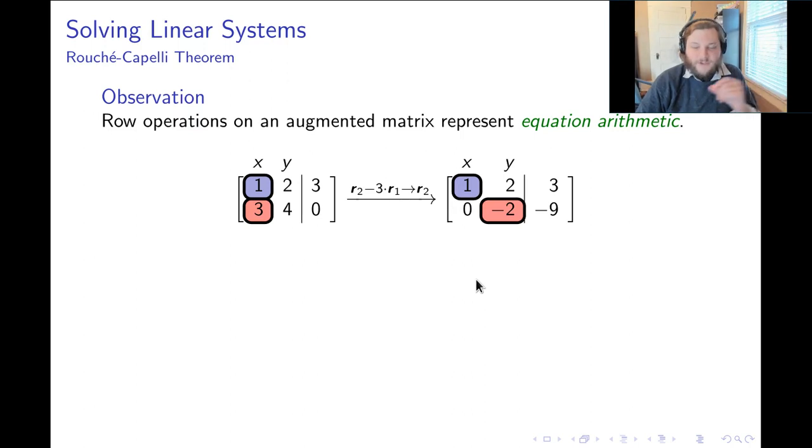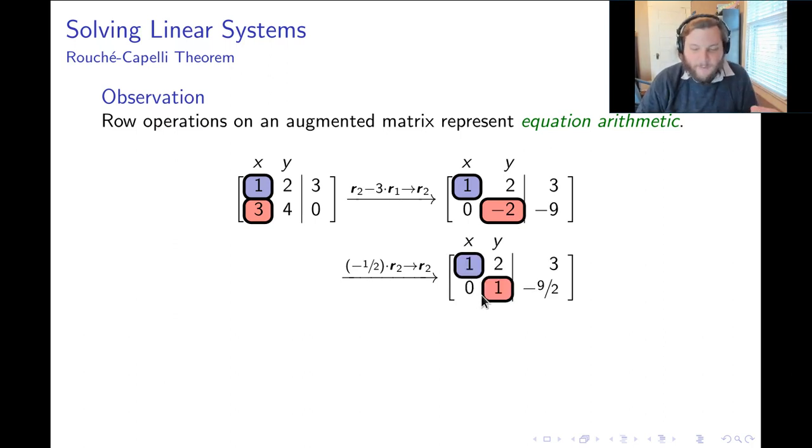Now I move to the 2, 2 position. This is not a pivot yet because it's not equal to 1. I can turn it into a 1 by scaling the second row here by -1/2. When I scale by -1/2, I produce a 1 in the 2, 2 position. So that's now my second pivot.